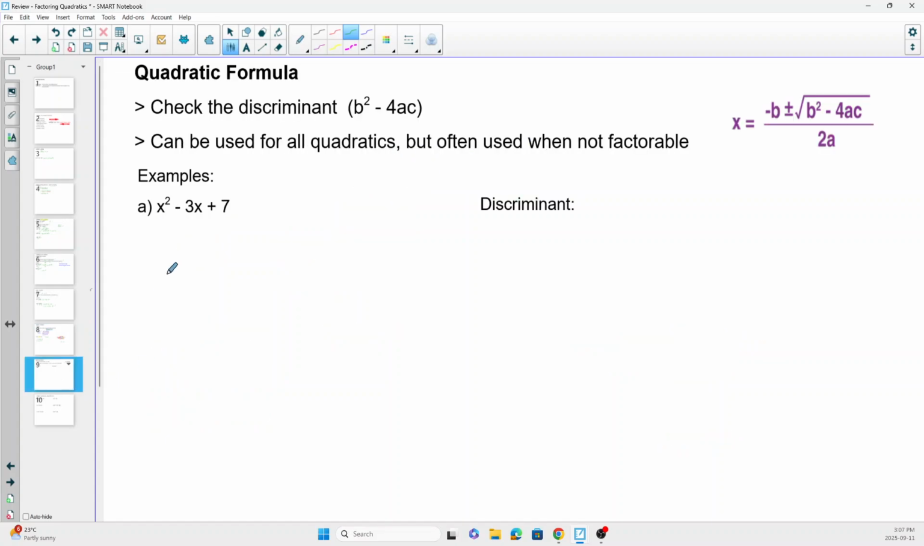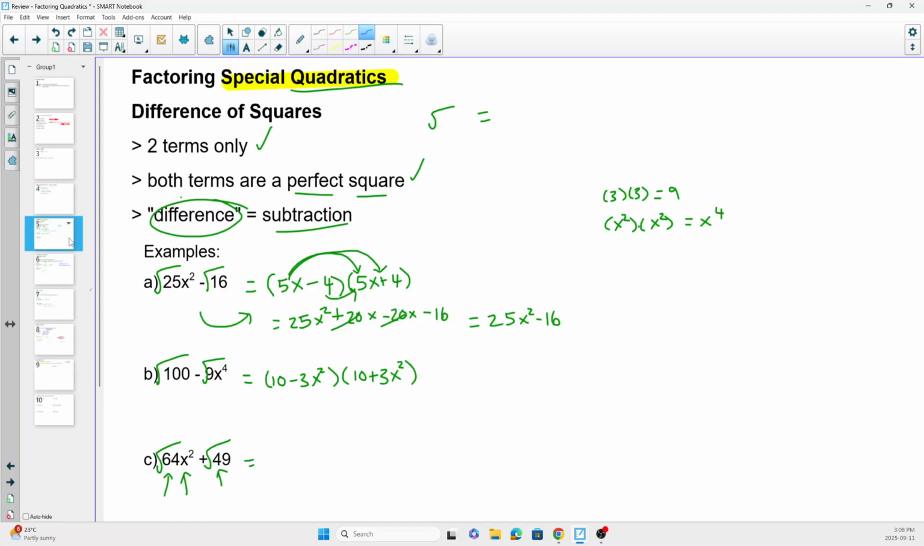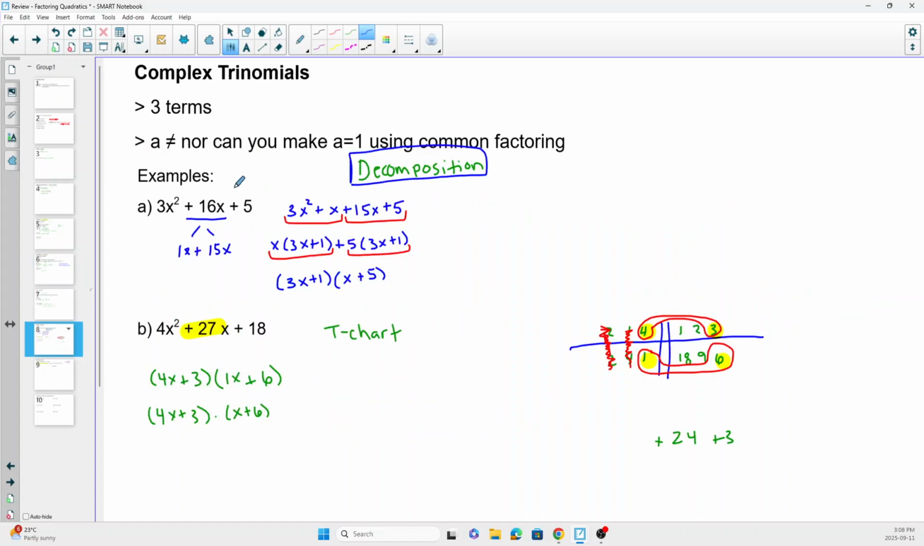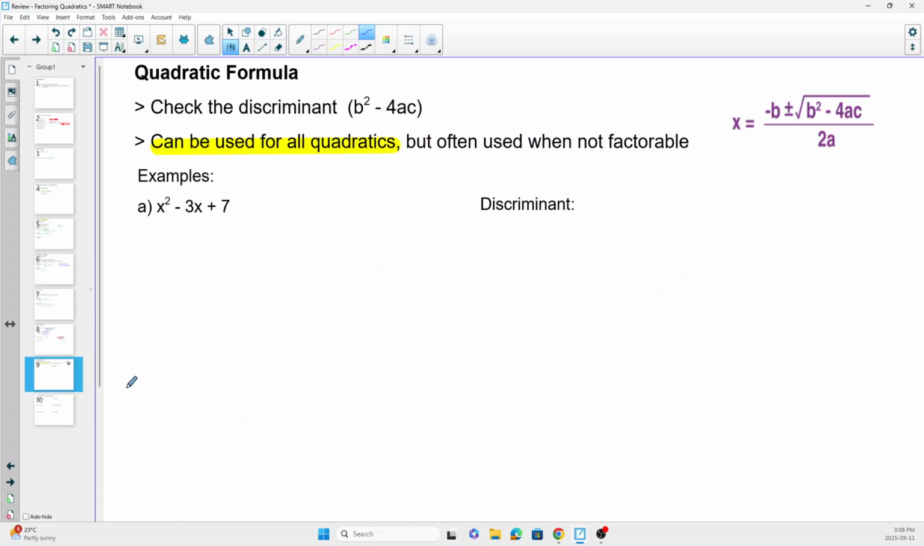And then last but not least, we have when none of these methods work. And I say when none of these methods work, but you should also know that the quadratic formula can be used for all quadratics, even if one of these methods works. The thing is, in theory, the quadratic formula should be what takes the longest. And if you are really good at factoring, using difference of squares, perfect square, simple trinomial, even complex trinomials should be faster than using the quadratic formula.